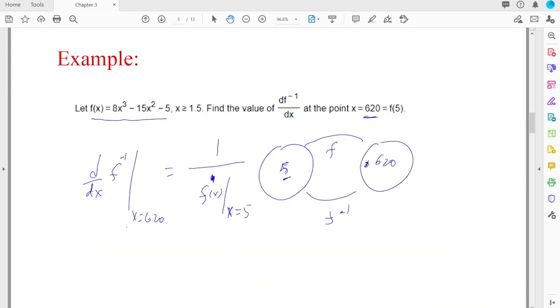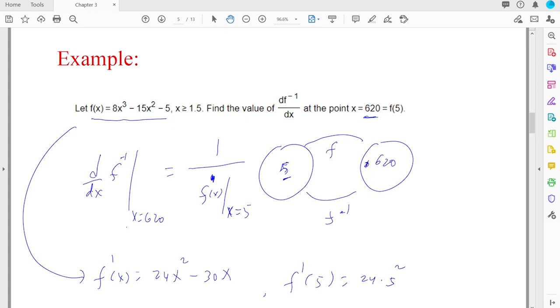So what we need to do is find the derivative of f, which is f prime at 5, and if you use the power rule, that would be 24x squared minus 30x, and we need to find the derivative of this function at 5. So the derivative at 5 is 24 times 5 squared minus 30 times 5, which is basically, if you use your calculator, 24 times 5 is 120, right?